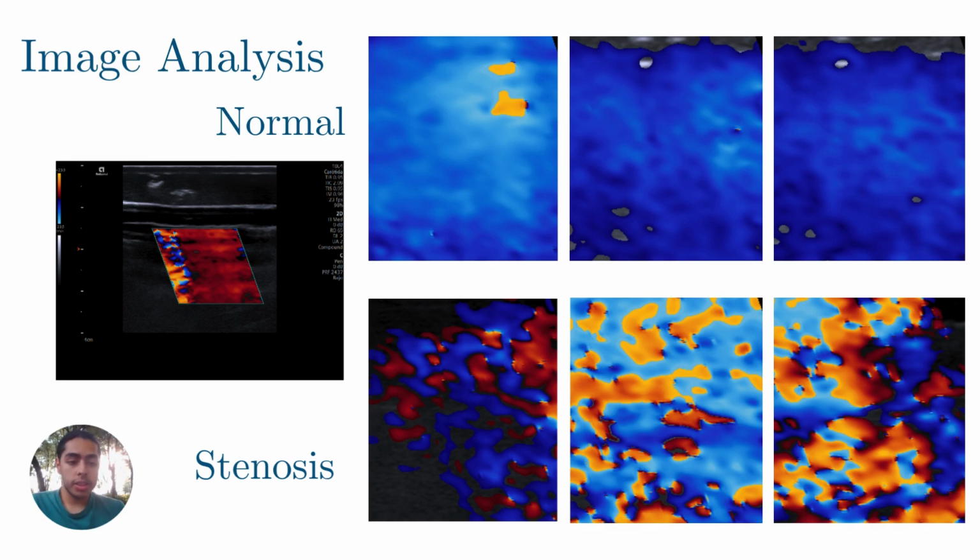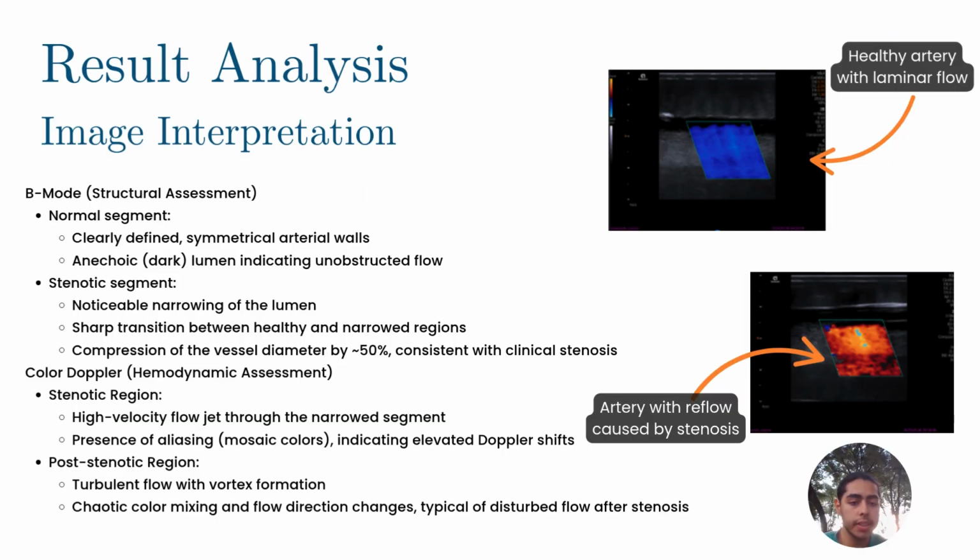Downstream from the stenosis, the image captures turbulent flow. The Doppler signal shows chaotic, multidirectional flow vectors due to vortex formation and recirculation. This result analysis verifies that the phantom accurately simulates the structural and hemodynamic changes seen in vascular stenosis, providing a relevant educational and diagnostic tool for visualizing both normal and pathological flow patterns.